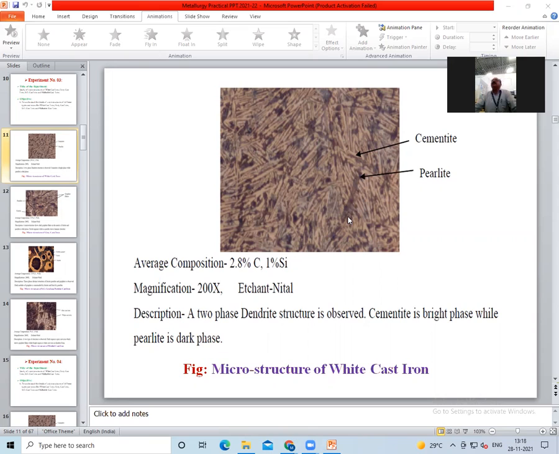So here dark phase perlite, and this is the cementite. And this is also two phase. Two phases are liquid and solid like this. So after heat treatment, whatever liquid is there is converted into martensite. So here you will have to see the two types of phases. So this is about the microstructure of white cast irons.